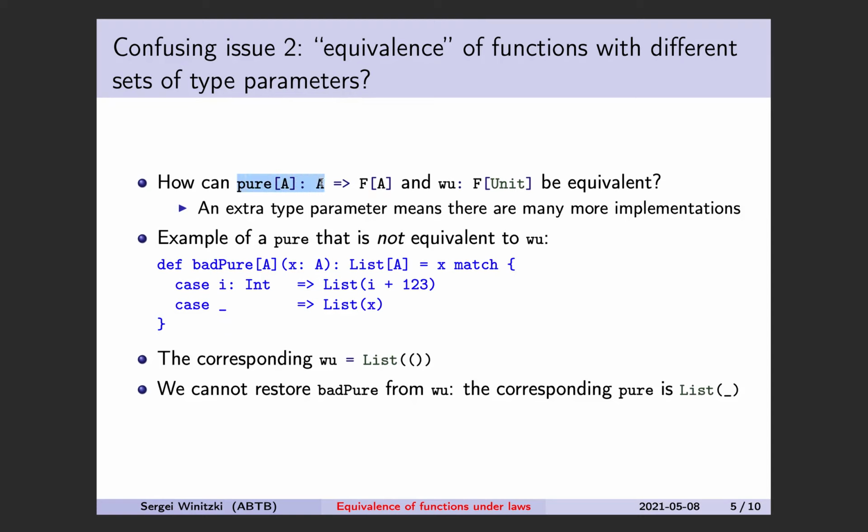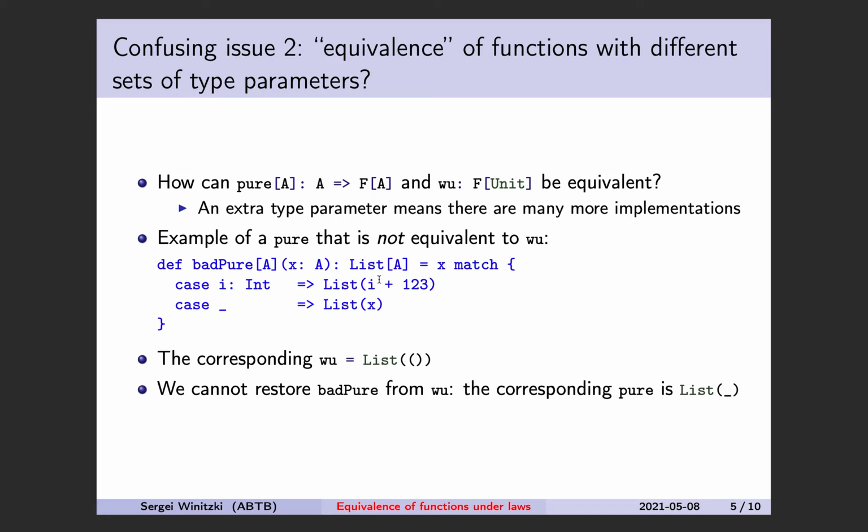And the issue too is that it is implausible that this equivalence can work. And here is a simple example that I was talking about. There's a function called pure. It has a type parameter A, and a wrapped unit which has no type parameters. How can they be equivalent? An extra type parameter means there are many more implementations possible of this function, with all kinds of types doing different things. So here's an example. It's a bad pure function, a function we should not be using, but it has the right type signature. If the type is integer, then we return a list where we have added the number 123 to the integer. Otherwise, we just return a list of a single element.